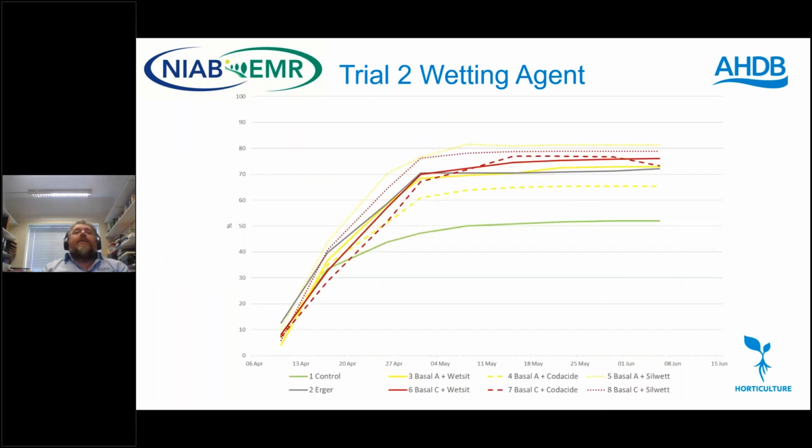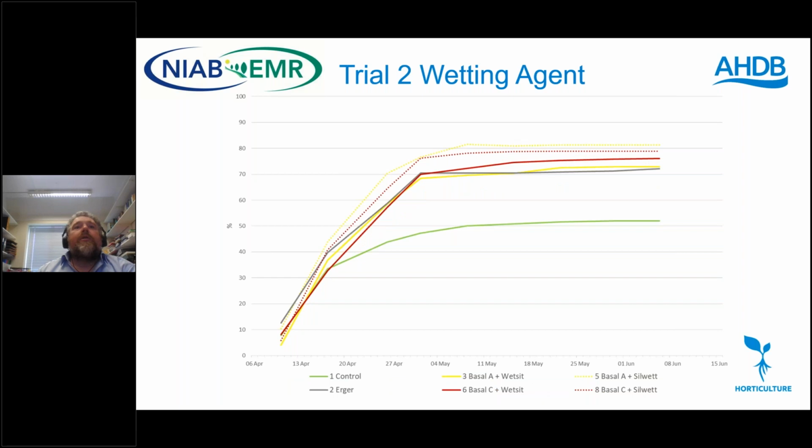So what did we get? As you can see this time, there's a very big difference between the untreated control and all of the treatments. The Basal A with Codicide and Basal C with Codicide are very similar to the Basal A and Basal C with Wetsit. So again, for ease, I'll drop those two out. It gives us a clearer picture of what's going on.